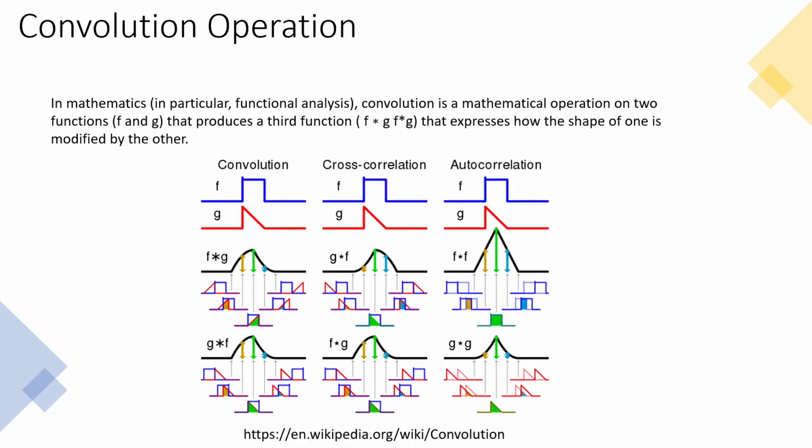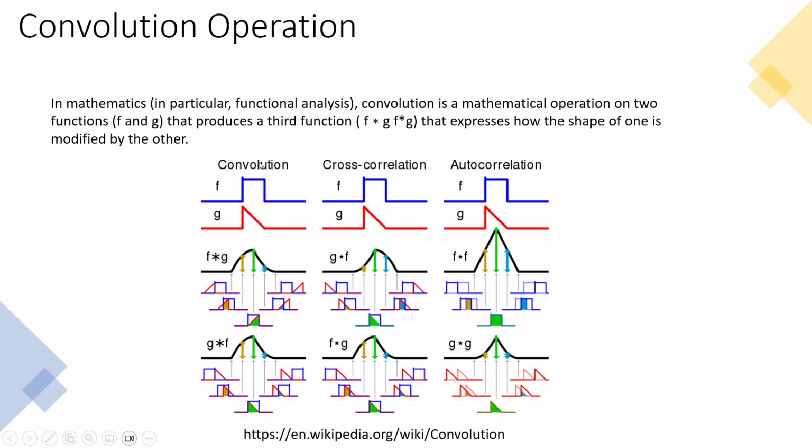So let's make the definition of convolution. In mathematics, in particular functional analysis, convolution is a mathematical operation on two functions, f and g, that produces a third function that expresses how the shape of the final function is going to be. That's basically how we can define the convolution.